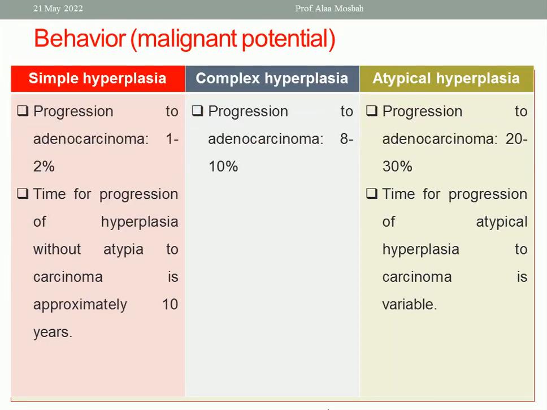The behavior of endometrial hyperplasia: in simple hyperplasia, the progression to adenocarcinoma is 1 to 2%, while in complex hyperplasia, the progression to adenocarcinoma is 8 to 10%. While in atypical hyperplasia, the progression to adenocarcinoma is 20 to 30%. That's why it is dangerous and carries a bad prognosis, because in 30% it can progress to adenocarcinoma. And the time for progression of atypical hyperplasia to carcinoma is variable.